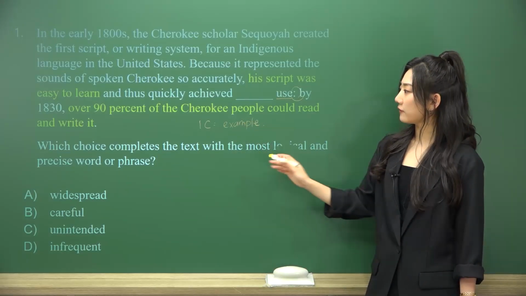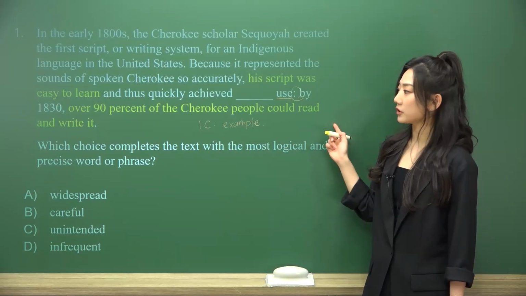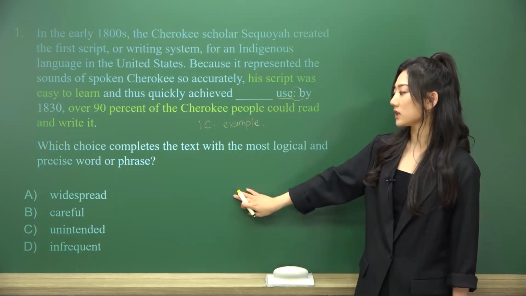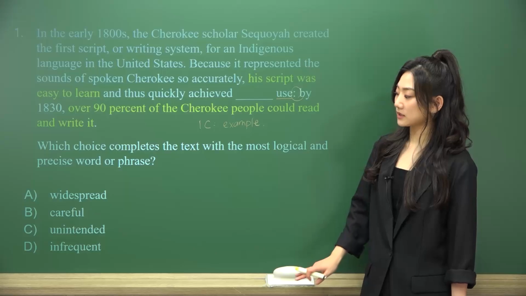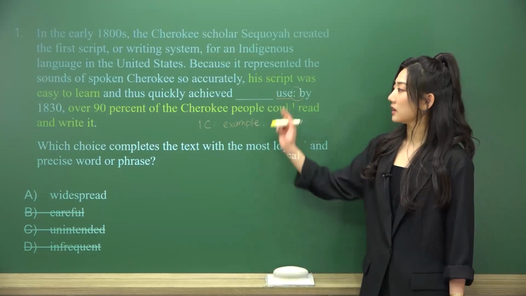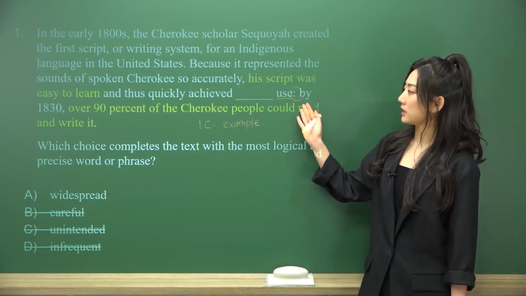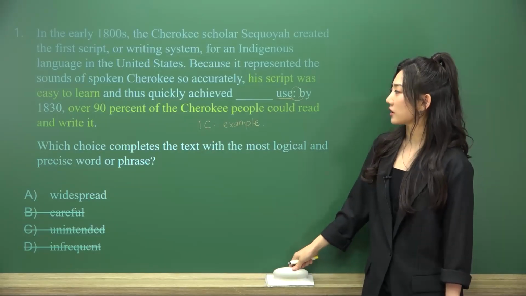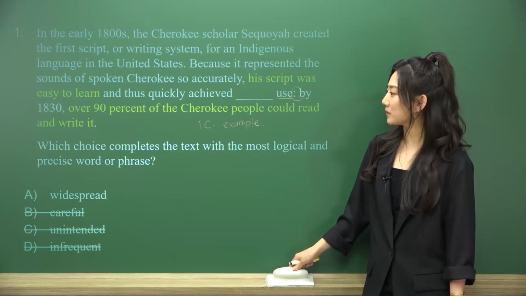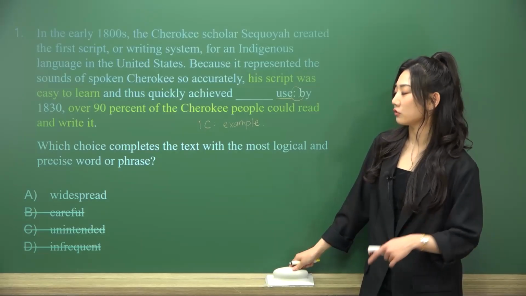So if it says over 90% of the Cherokee people could read and write it, between widespread, carefully, unintended, and infrequent, widespread is going to be our best answer. It was easy to learn and thus quickly achieved widespread use. Why? Because over 90% of the Cherokee people could read and write it.